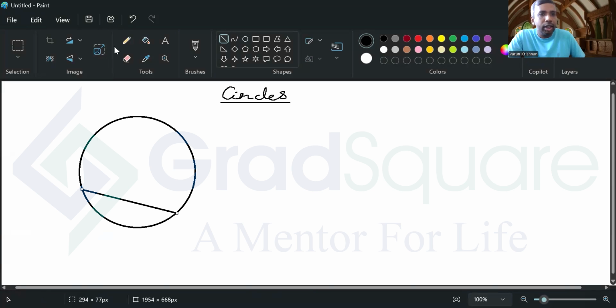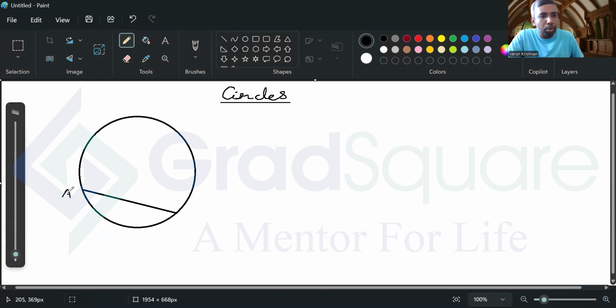A chord, by the way, is a line segment that is formed by joining any 2 points on the circumference of a circle. So a chord divides a circle's circumference into 2 arcs. There's a big arc AB and a small arc AB. The big arc AB is referred to as the major arc AB. The smaller arc AB is referred to as the minor arc AB.